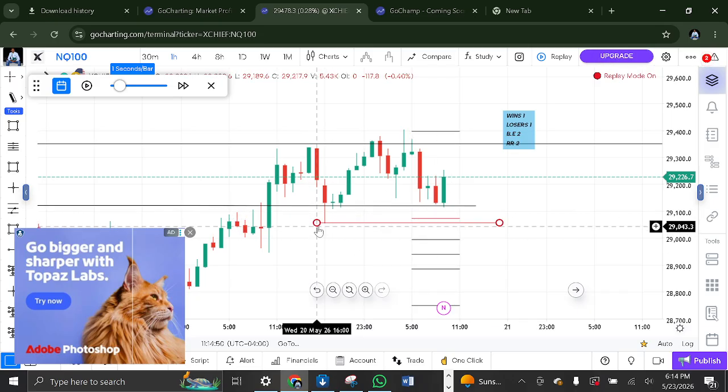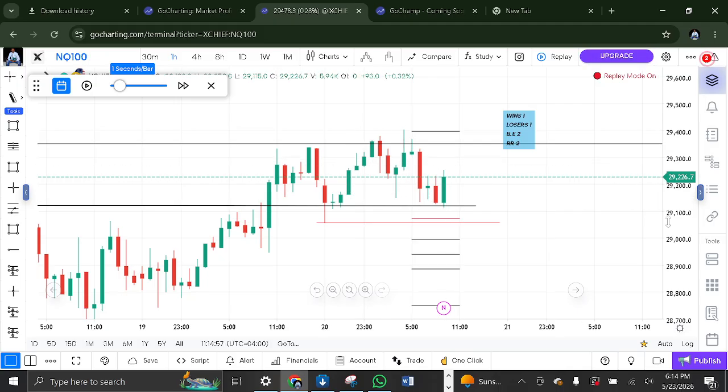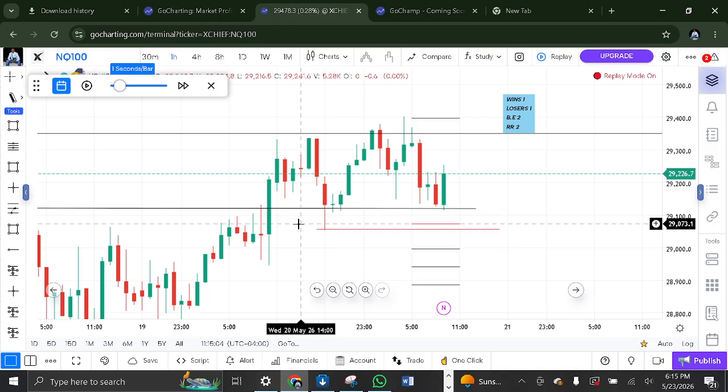You need also to be mindful of liquidity pools in the form of this. Also measure kill zone liquidity pools. That's what I call the major liquidity pools: prior day high, prior day low, prior week high, prior week low, prior month high, prior month low.